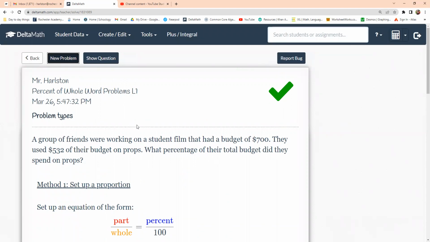It's the percent divided by 100 equals the is over the of. On the word problems, it's the same thing, but you're going to have to go find the numbers and put them where they need to be on the proportion. But that's it. Let me stop recording.